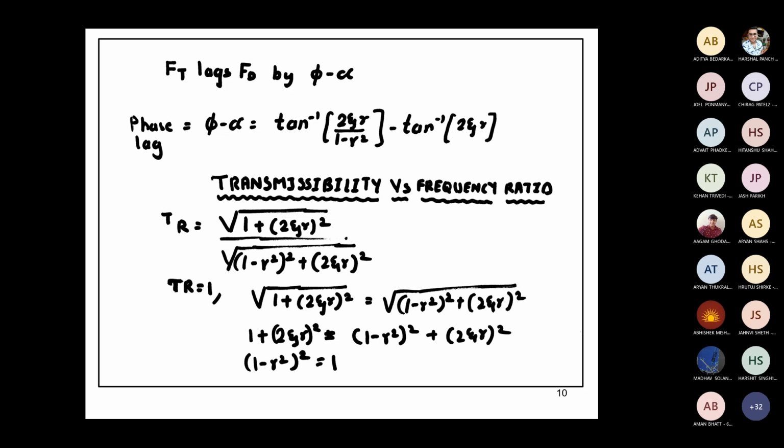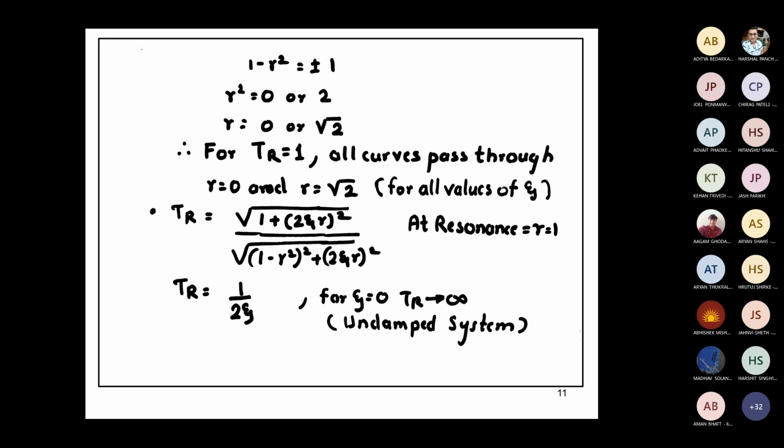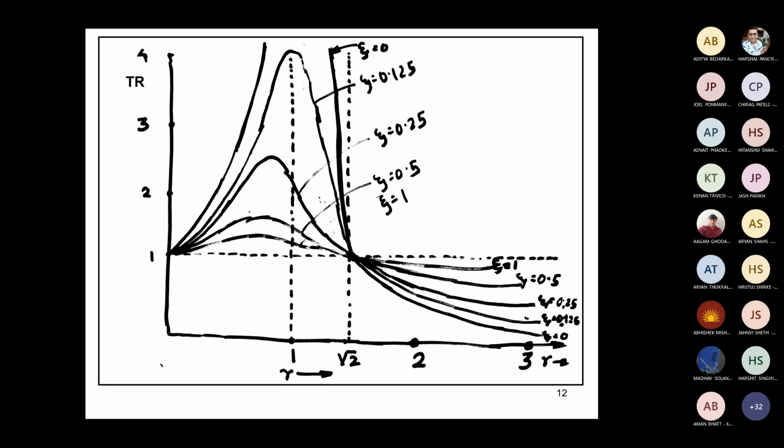Right? All right. Now after that we studied the characteristics of the transmissibility ratio versus frequency. We studied the graph and various characteristics. One of the characteristics which we found out is that all the curves pass through transmissibility equal to 1 at frequency ratio r equal to 0 and r equal to root 2. So all the curves will pass through these two points.